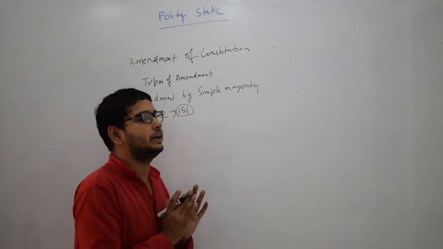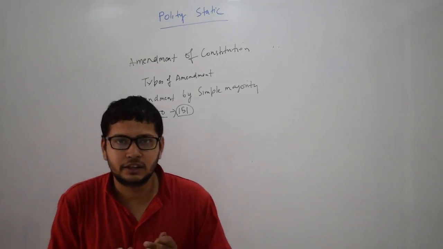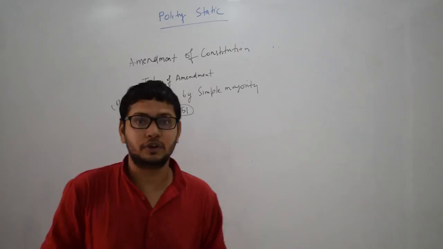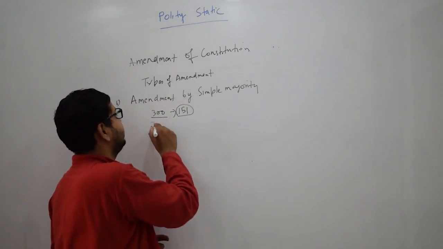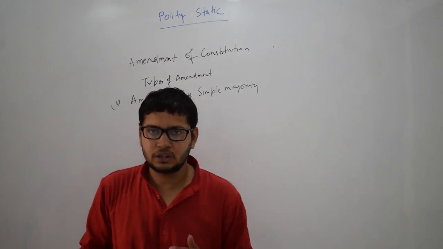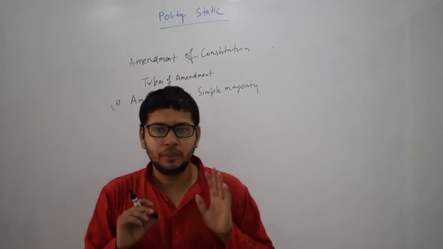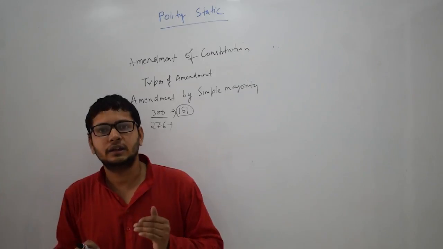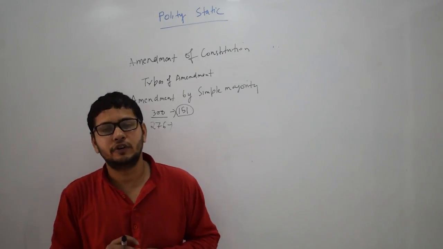So there is no criterion that it should also have a majority of the Parliament, which means that at least 276 people should agree for it. No, it is based on those present and voting. How many of them are present, and a majority of them should vote in favor of the bill.